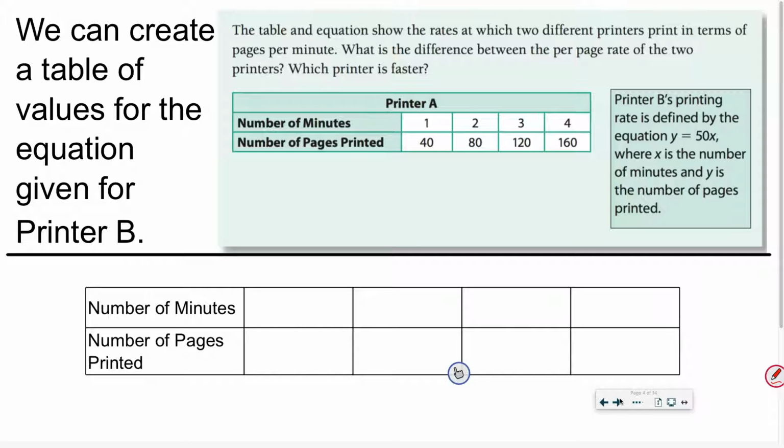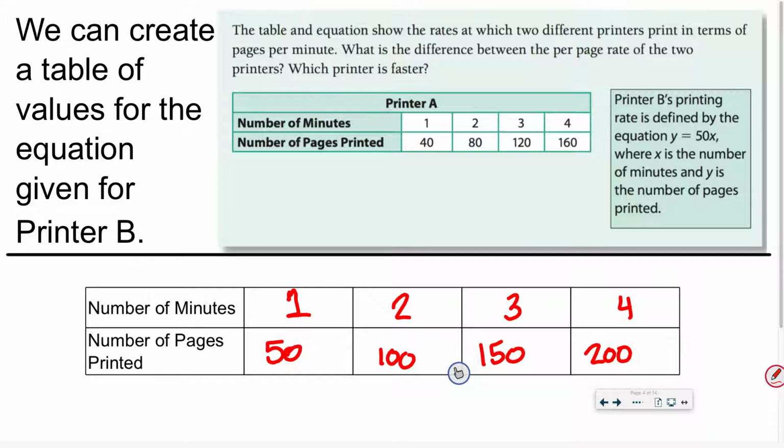How can I fill printer B into this table? Who has one coordinate that we could put into the table? 1 minute is 50 pages. 2 minutes is 100 pages. 3 minutes, 150. 4 is 200. Good. And how did they come up with those values?